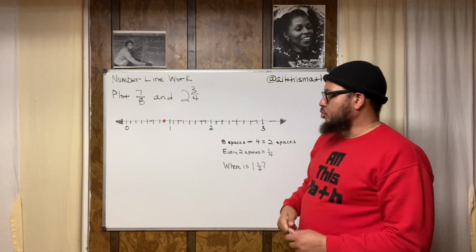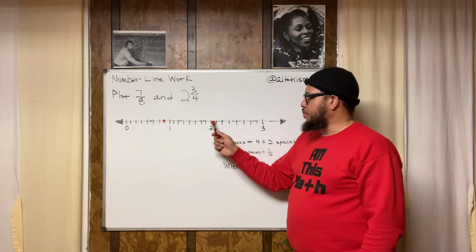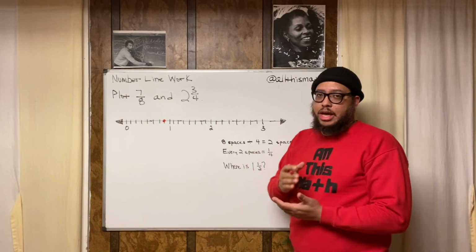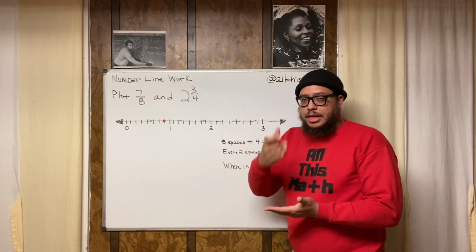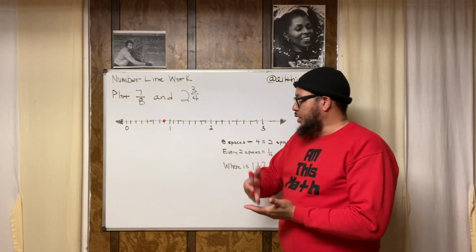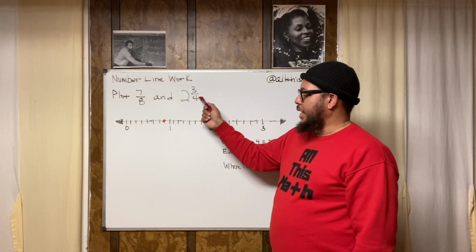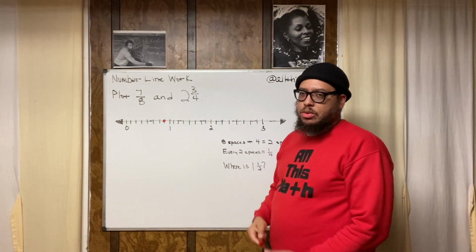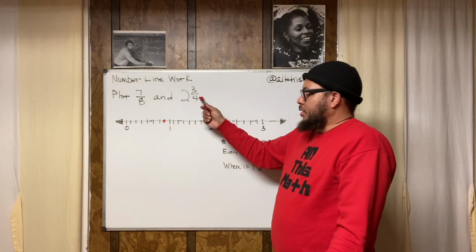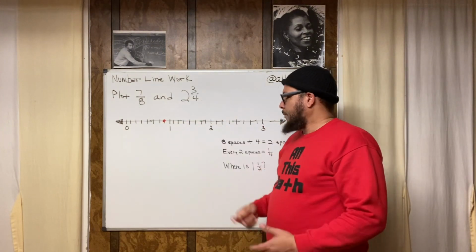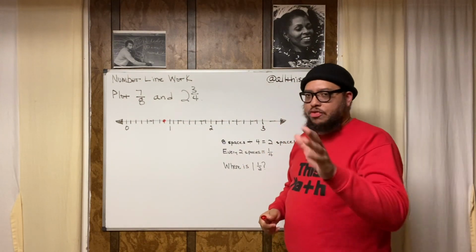Now, I already told you that in this number line, the spaces between the whole numbers are broken down into eighths, right? It's 8 equal spaces. They're broken down into eighths. But the difference is your denominator is not an 8. So you might be looking at this like, well, what am I supposed to do now? My denominator is not an 8, like in this one. It's okay.